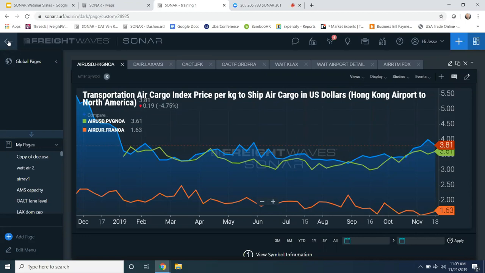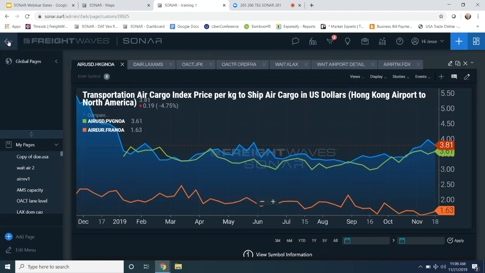So the first one is our TAC index, our Transportation Air Cargo Index, that I have up on the screen. There are three markets I'm covering here. One is Hong Kong to North America. The second is PVG, which is Shanghai to North America. And the third is Frankfurt to North America. So Hong Kong is the blue line.